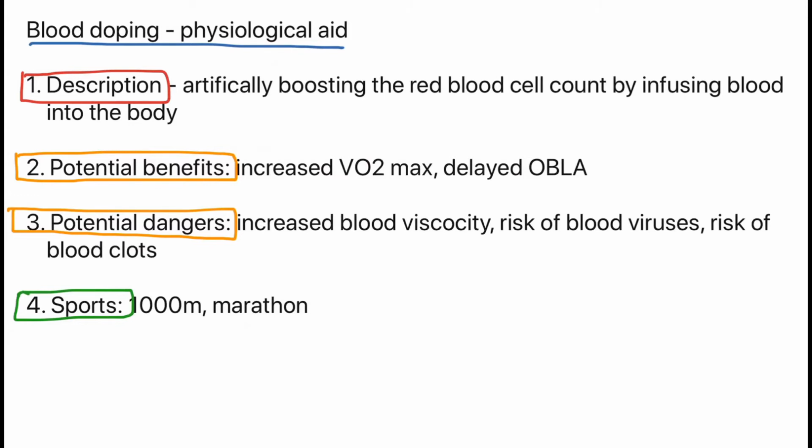The dangers, however, is it can increase your blood viscosity. That is risk of blood clots again. But however, what differs to EPO is you can now increase your risk of blood transfused viruses such as HIV. And the sports, you'll see it in those endurance sports again, such as the 1,000 metres, 10,000 metres, marathon.